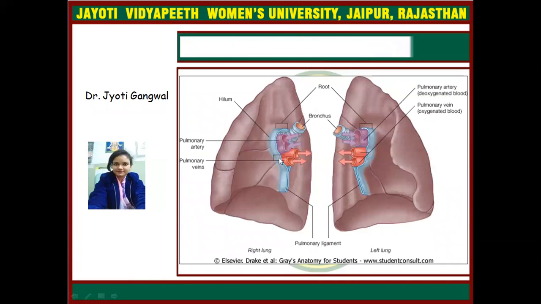The root of the lung. This is the pulmonary ligament. We will talk about the importance of the pulmonary ligament in pleura. So, to see the importance of the pulmonary ligament, see the previous session on the basis of pleura.